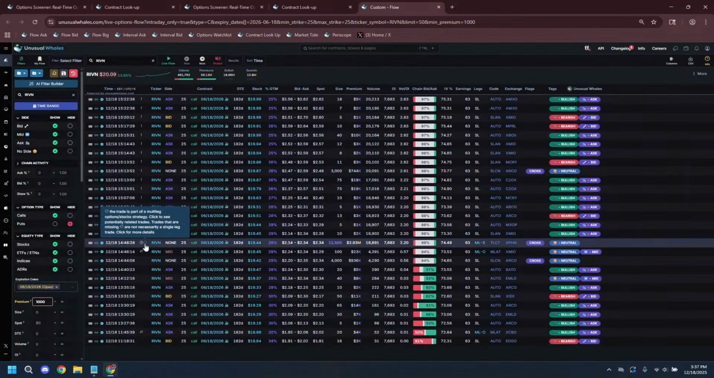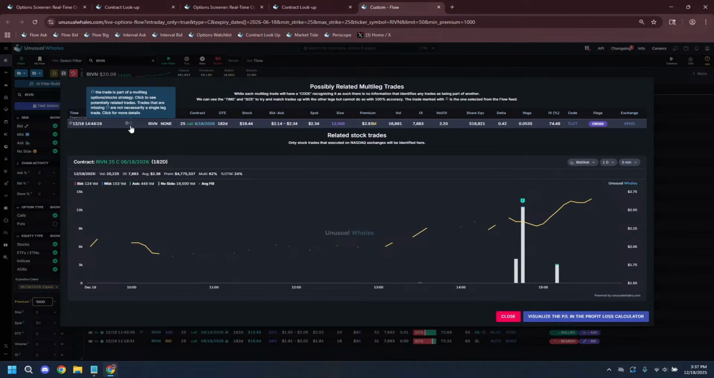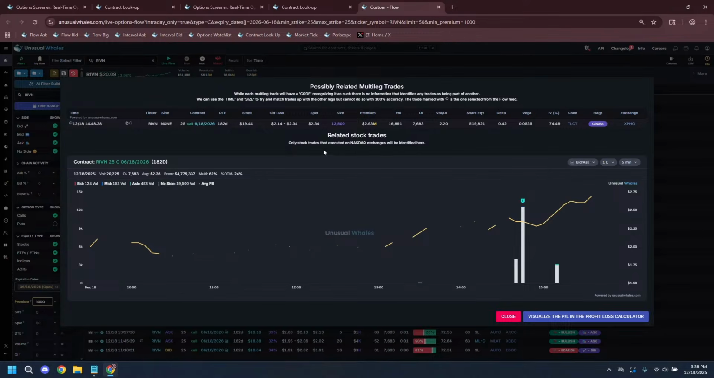And what this little symbol means, and unfortunately there's no actual data here, is that there are stocks attached to the trade as well, an unknown quantity. In this specific example, only stock trades that execute on NASDAQ stock exchanges will be shown here, and they didn't take place on a NASDAQ stock exchange, so they're not visible. So we know for certain that the 25 strike calls are being opened, and that it's a cross trade. So there's a mutual counterparty. Yes, someone's buying, yes, someone's selling, but which one are you going with? You know what I mean?